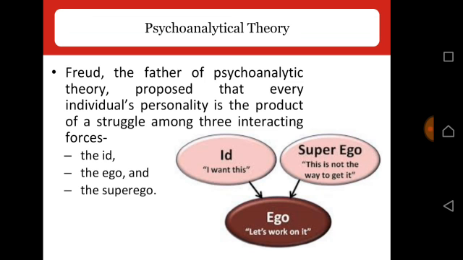Psychoanalysis was founded by Sigmund Freud, who was a psychiatrist. He believed that personality consists of three things: id, superego and ego. He proposed that every individual's personality is a product of struggle among three interacting components, three interacting forces, and they are the id, the ego and the superego. As you see in this example image, the id says I want this, the superego says this is not the way to get it, and the ego says let's work on it.